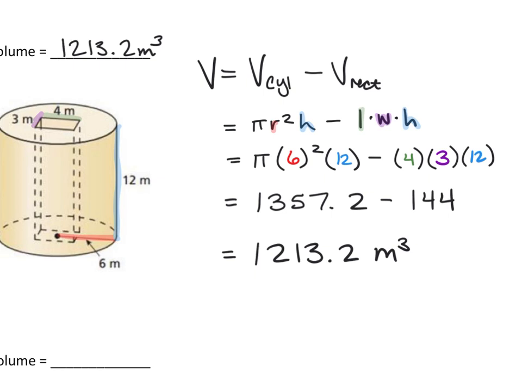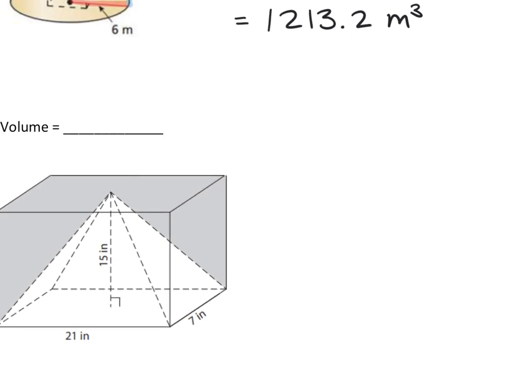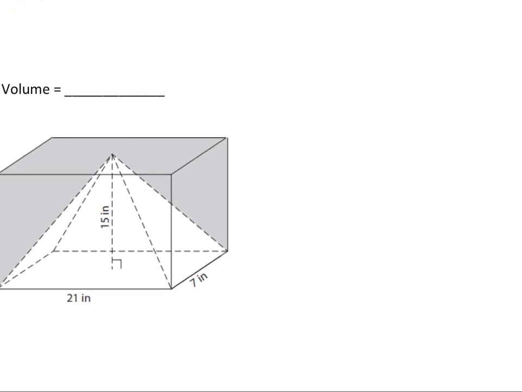So it models after how we did the composite area, which we were pretty good at. Composite volume is the same. But we have to figure out what the shapes are first. Talk to me about number 3. What shapes do we see here? A pyramid. And what else?